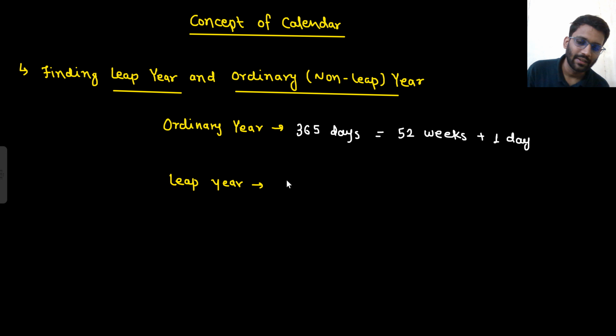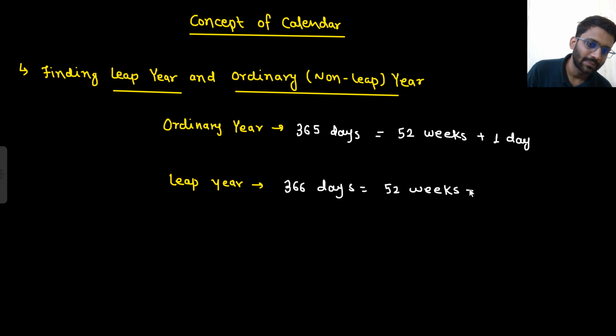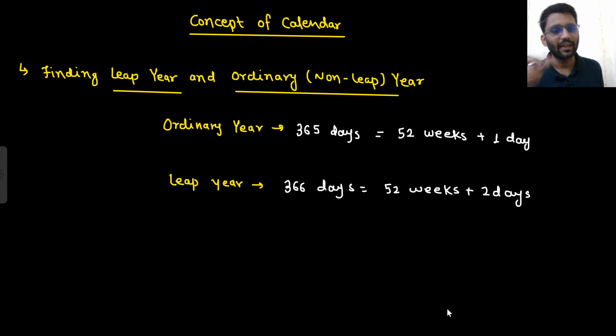What about a leap year? A leap year means there will be 366 days. Just one more day. Basically, there will be 52 weeks plus 2 days. So this is the difference between a leap year and a non-leap year. We will call it leap year and ordinary year.